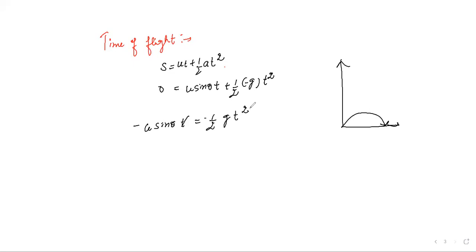So one t is cancelled out by this, and this minus is cancelled out by this. So t equals 2u sine theta over g. This is the expression for the time of flight. The time in which the projectile moves upward, up to here, is called time of ascent, and the time when it comes back is called time of descent.